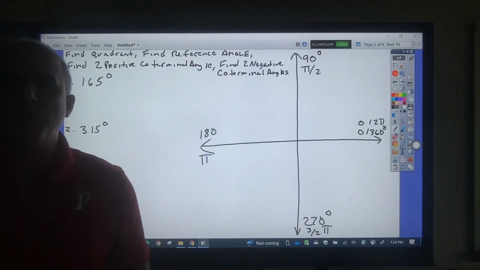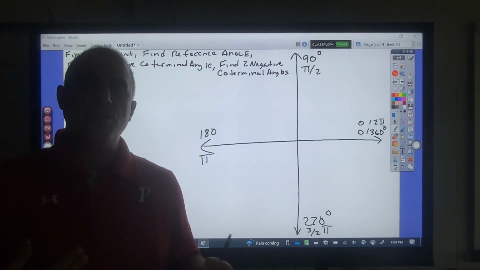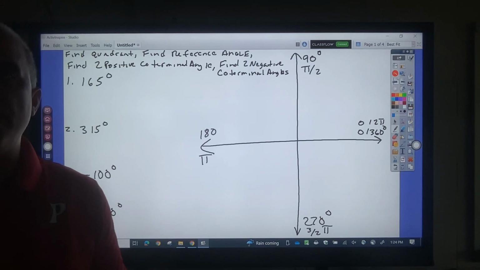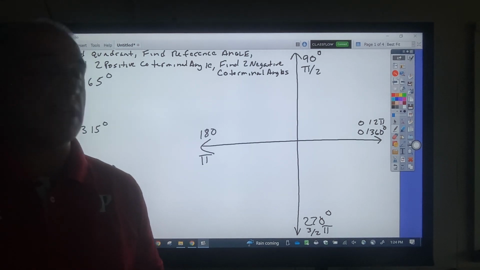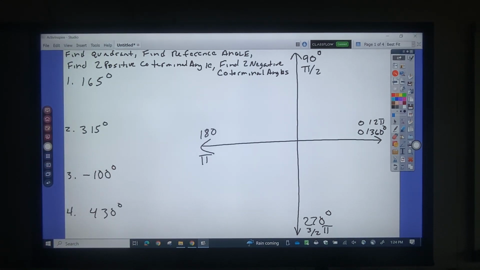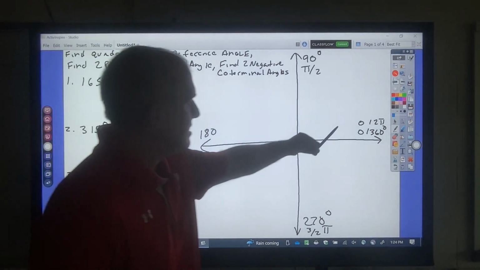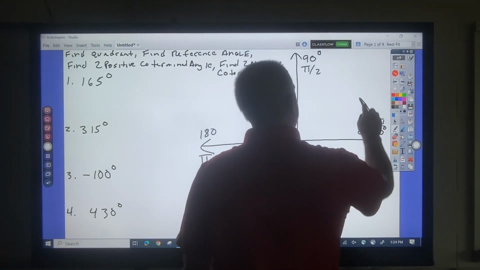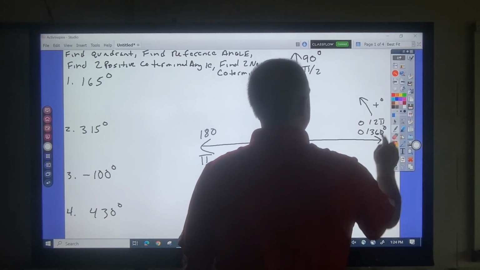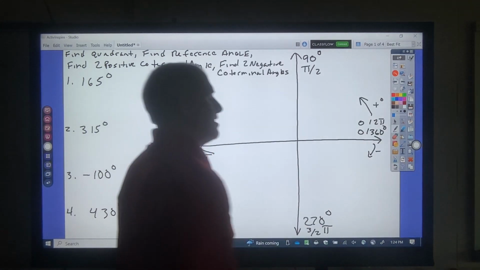Okay, this is going to be a little bit of an extension lesson on the polar graph system, and then finding reference angles and coterminal angles, what quadrant things are in. Okay, so just so you have an idea, if you move in this direction, that's a positive angle measurement, and when you move in this one, it's negative.